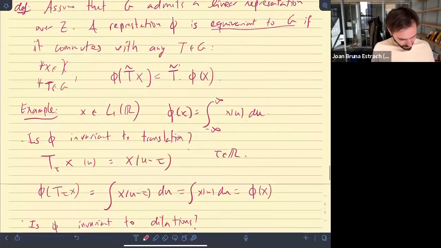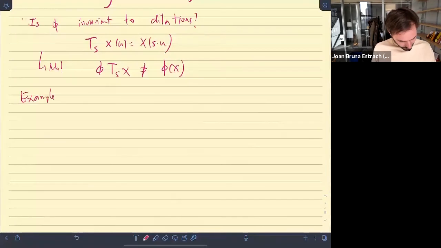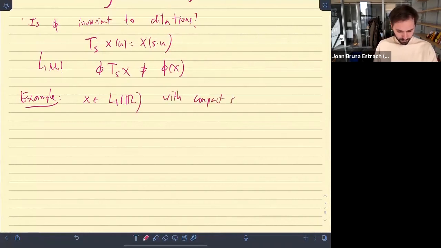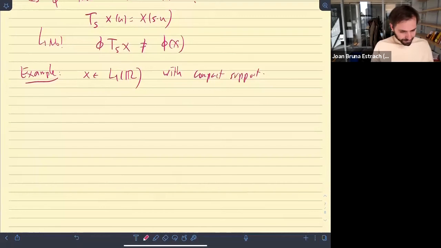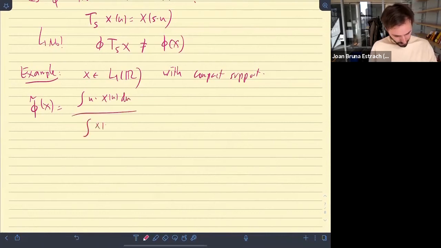Okay. Now let's think about another example where we again consider an integrable function, and then just assume that it has compact support. Now I'm going to define a representation which does the following. It's the integral of u times x of u, divided by the integral of x of u.